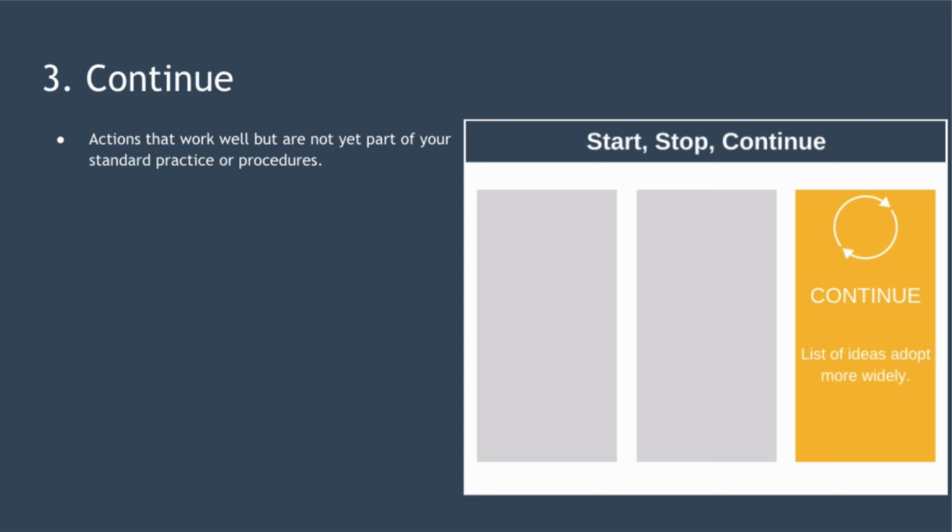Now, questions that can help trigger ideas for your continue list are things like: where are we adding the most value? Are there activities or behaviours that promote our values or culture that we should continue doing? And what activities do you find most fulfilling?